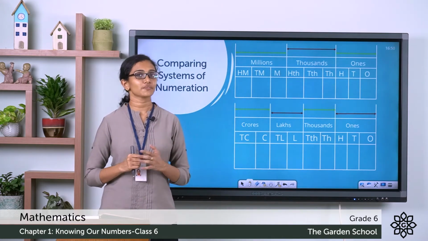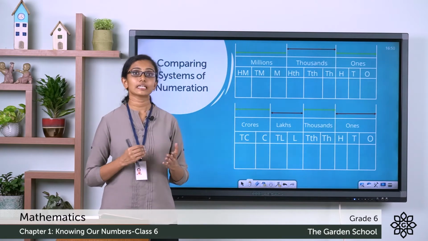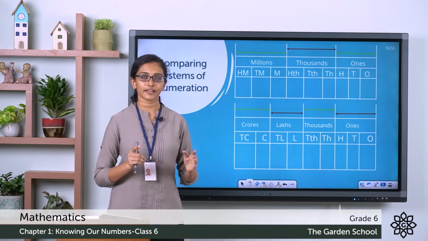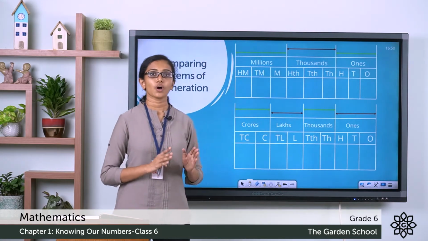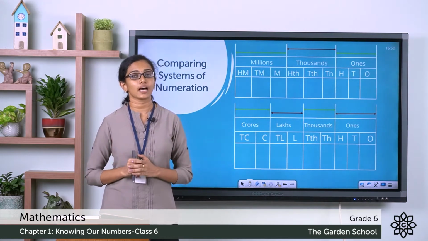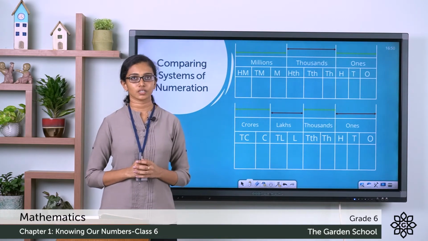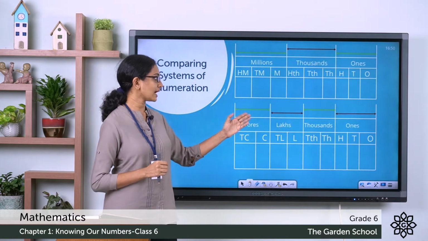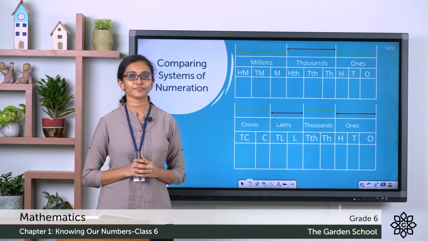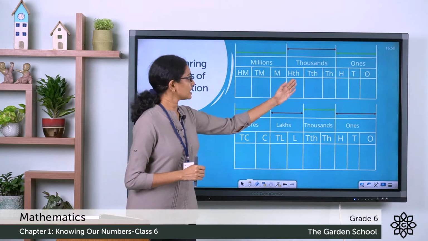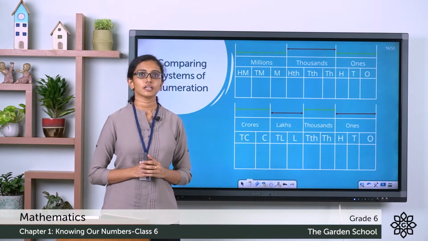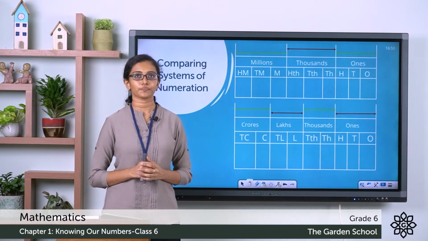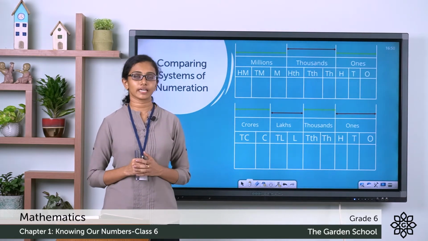So here you can see the place value chart based on the Indian system of numeration. Here in this place value chart, the ones period alone has 3 places, that is ones, tens and hundreds. All the higher periods have got 2 places each. So in the Indian system of numeration, the periods are ones, thousands, lakhs, crores and so on. So you see, till 10,000, the places are named exactly the same in both the cases. Beyond that, the names change.